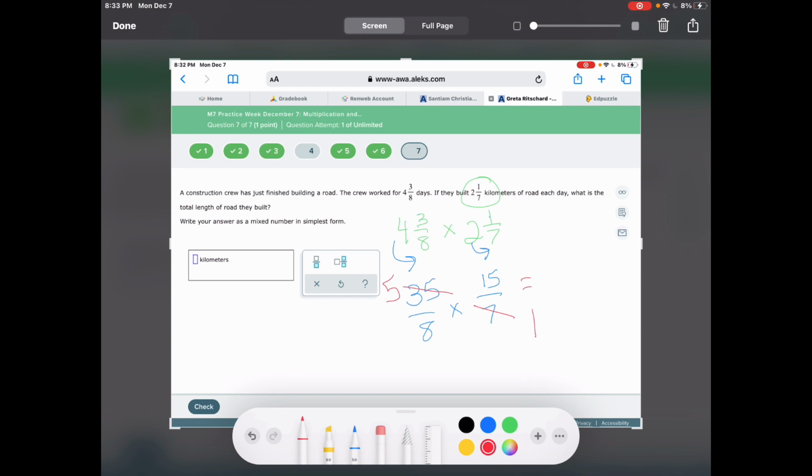5 times 15 is, 5 times 10 is 50. 5 times 5 is 25, so we'd have 75. And over 8 times 1 is 8. And it says as a mixed number. So this time we do have to divide. We have to think about this. How many times does 8 go into 75? Well, 8 times 9 is 72. So that gets us pretty close. And so I have 9 and 3/8.